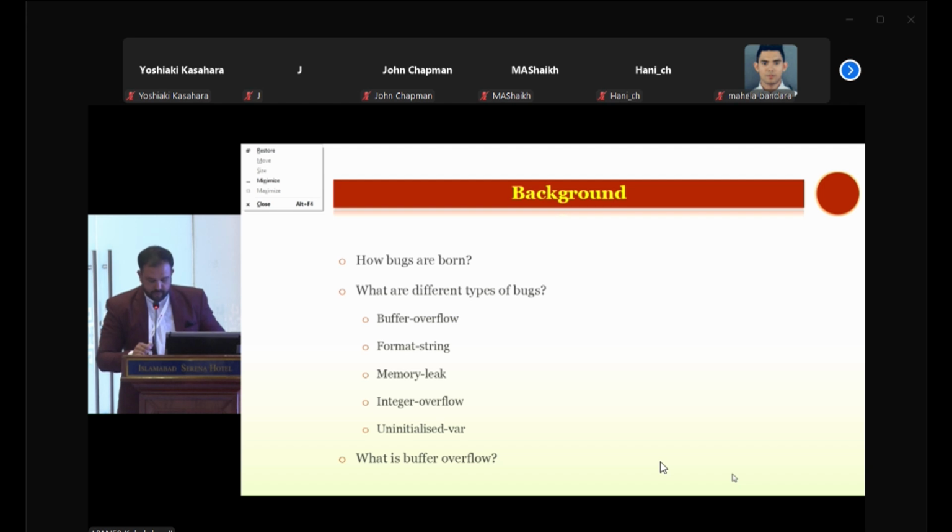So we need to understand what a buffer overflow is. A buffer overflow is a type of software vulnerability that occurs when a program writes more data into a buffer. A buffer is a temporary storage of data in memory.